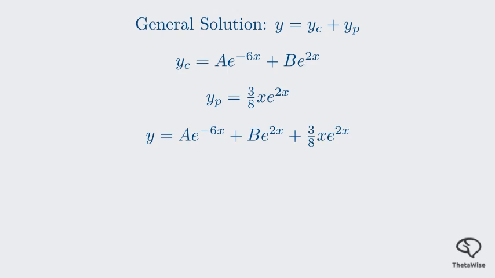We will use them to find the specific values of a and b. Let's find the values of a and b using the initial conditions. Our first condition is that y equals 1 when x equals 0. Initial condition 1: y(0) equals 1. We substitute x equals 0 and y equals 1 into our general solution.